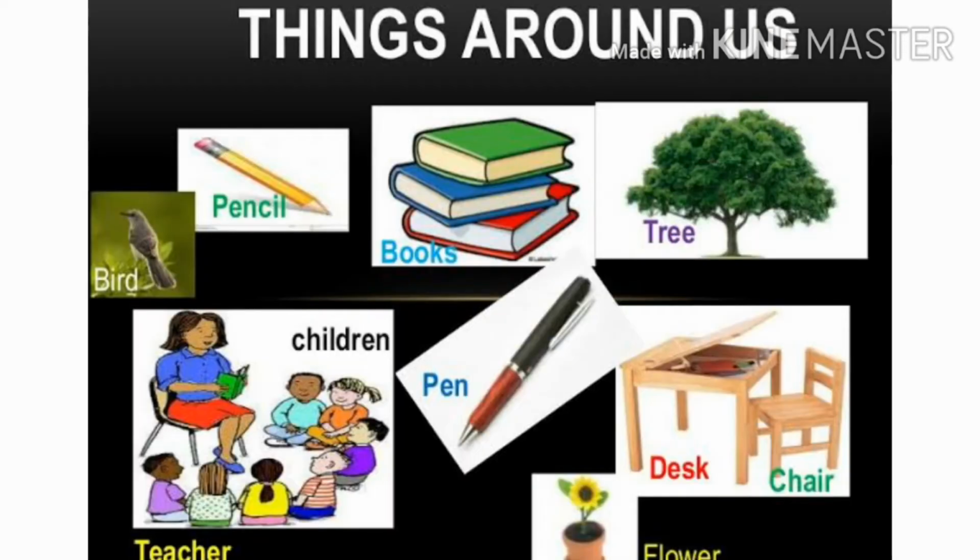As children, everything around you is made of matter. So now tell me, what is matter? Anything that has weight and occupies space is called matter. Everything around you is made of matter. They just come in different shapes and forms.